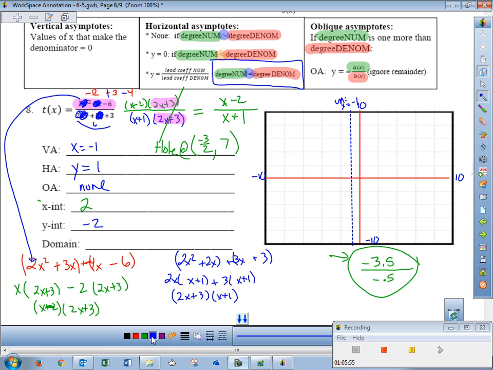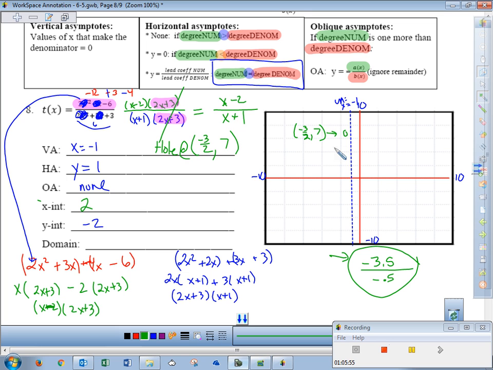The hole is at negative 3/2, right? So which side of the asymptote is that on? Like here's this vertical asymptote at x equals negative 1. Is it on the right side or the left side? It's negative 3/2, negative 1.5. Right side or left side? It's on the left side. 2, 4, 6, 7. Hole.